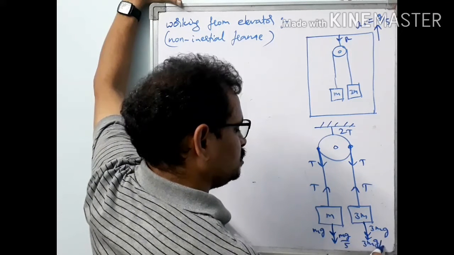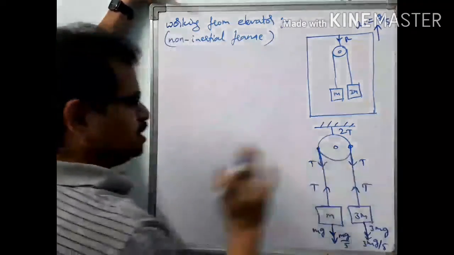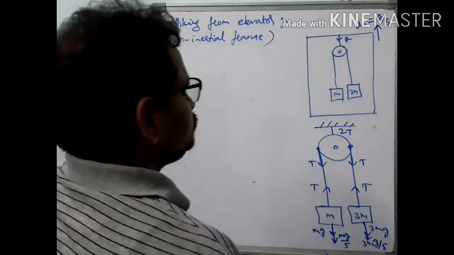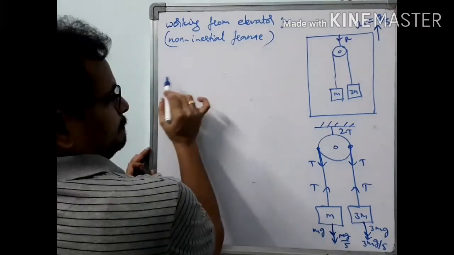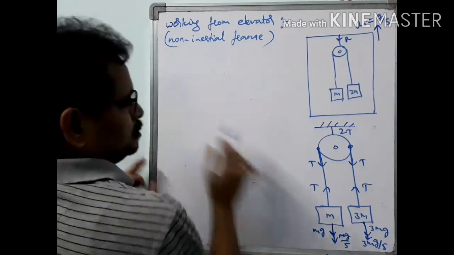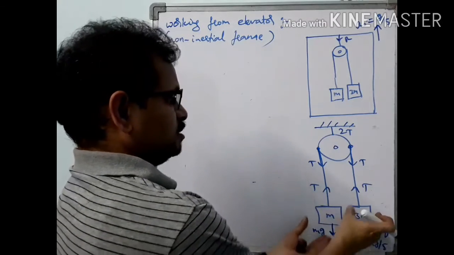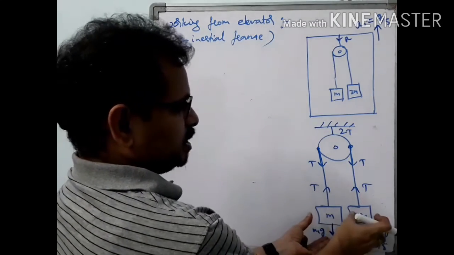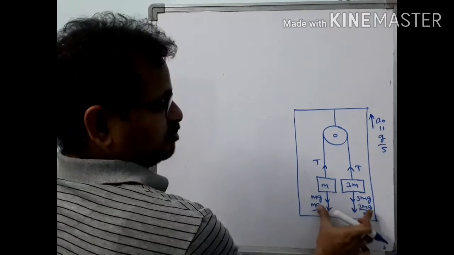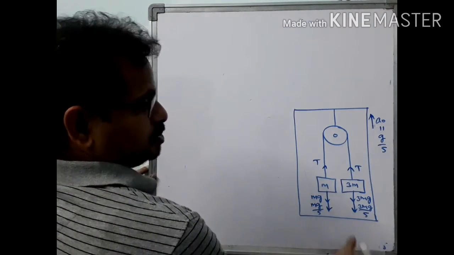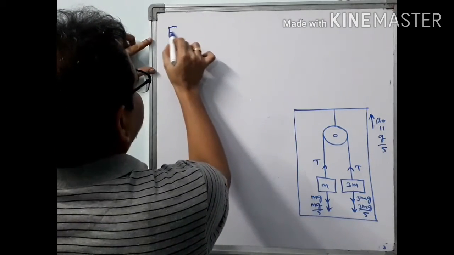3 mg by 5. So now these are the forces acting here. Now we are considering, as we did previously, let us repeat the same things here. Now we have to consider this block 3m is coming down, this is going up. We have to find net pulling force here. So what is net pulling force?